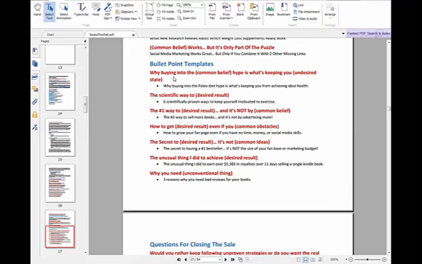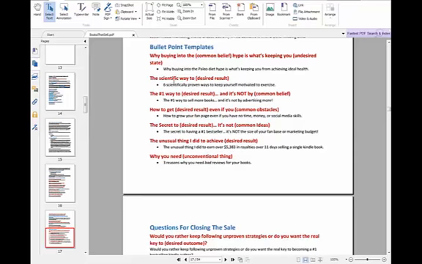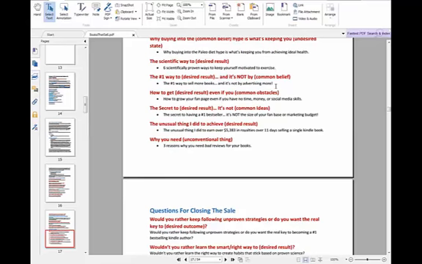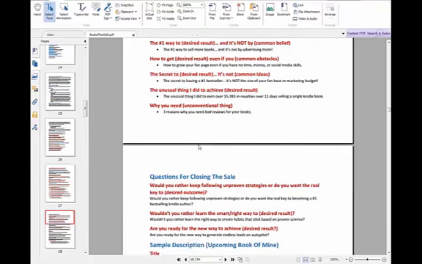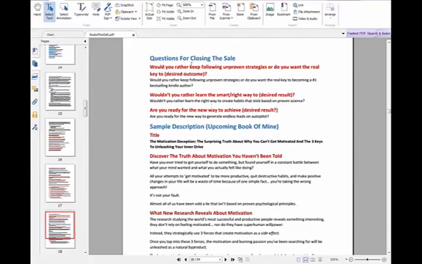So why buying into the common belief hype is what's keeping you in an undesired state. So that might not make that much sense just reading that, but when you see the example, it'll come together. Why buying into the paleo diet hype is what's keeping you from achieving ideal health. The scientific way to desired result. 6 scientifically proven ways to keep yourself motivated to exercise. Okay, so that's just some ideas, some done-for-you templates that you can use. Then I give you questions for closing the sale. These are optional, but they can be helpful.